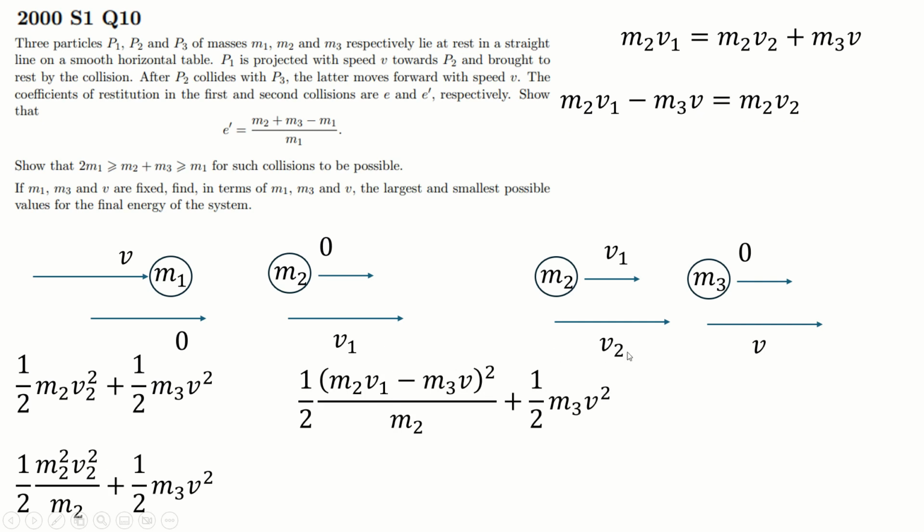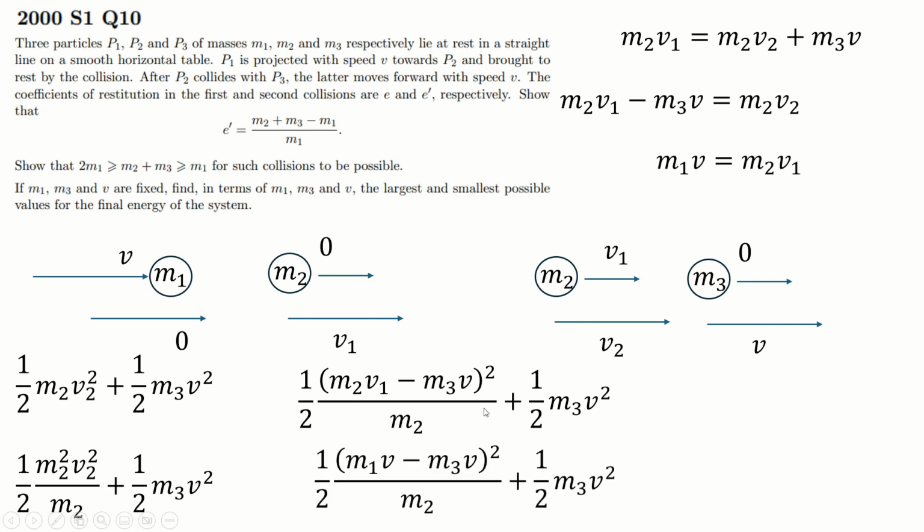But of course, in order to get rid of this V2, I can only really turn it into a V1, and then hopefully using the conservation of momentum of this one, I can turn that V1 into a V. So I can replace this V1 with M1V over M2, which will cancel this M2 here, which is nice, and we'll just be left with this here. So this, I think, is in terms of M1, V, M3, and that's it. Oh, sorry, there is also an M2. Sorry, there is an M2 there.